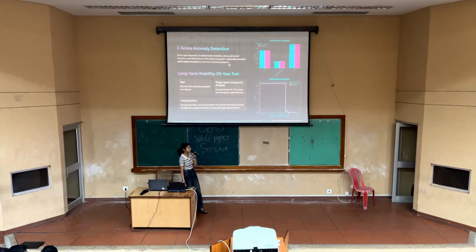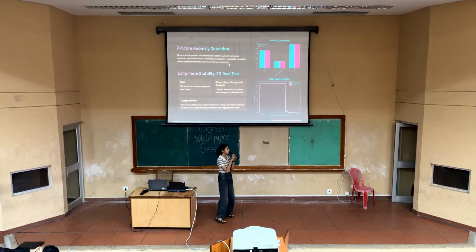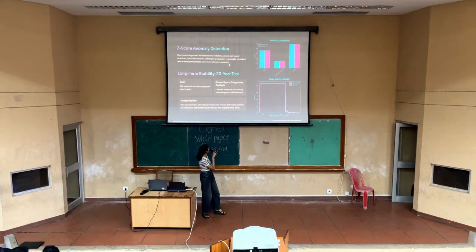Further, we did a long-term stability test, which was a 20-year test. So we evaluated 100 asteroids for a period of over 20 years to see if there is any divergence between the models, and the divergence was found to be around 10 to the power -6 astronomical units, which is also very negligible. So very few anomalies, and most divergence were velocity dominated, meaning the differences occur mainly in velocity and not in large position errors.